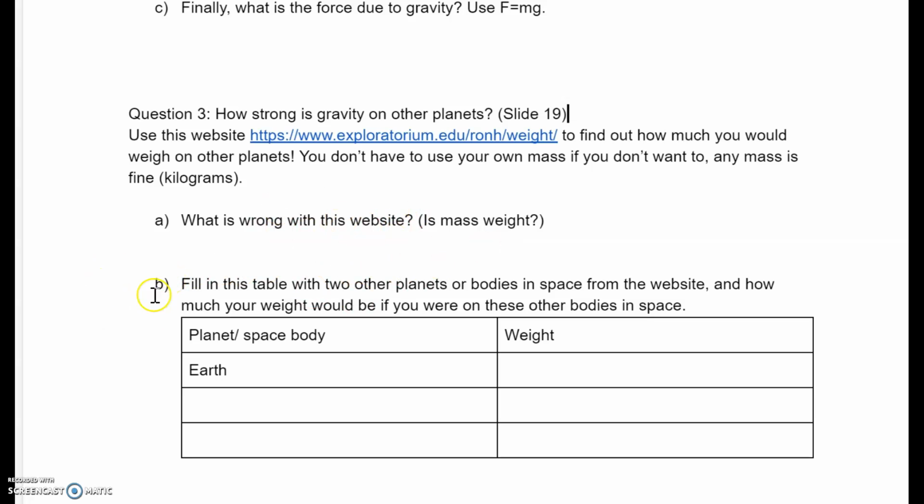And part B, fill in this table with 2 other planets or bodies in space from this website and how much your weight would be if you were on these other bodies in space. So here I have the name of the planet or space body, so Earth first off, and the weight that your mass is on these other planets. And then you're done.